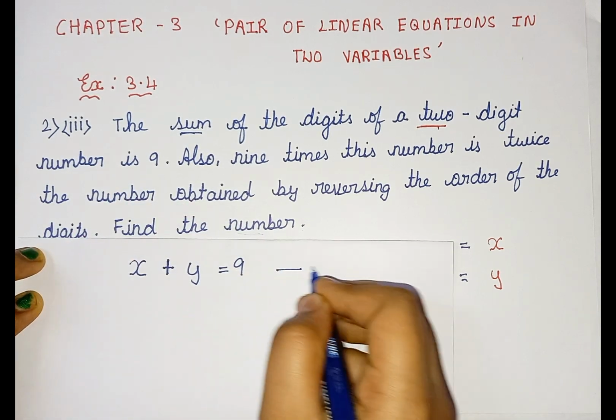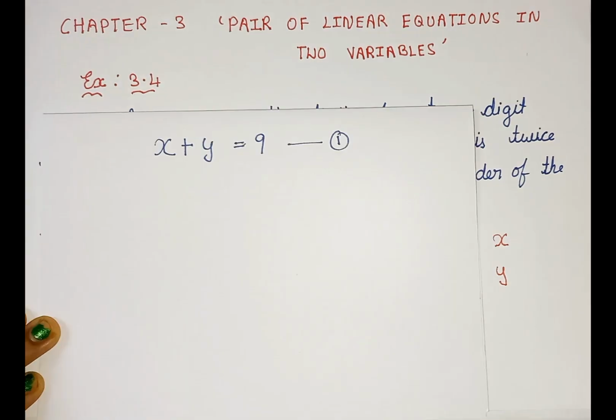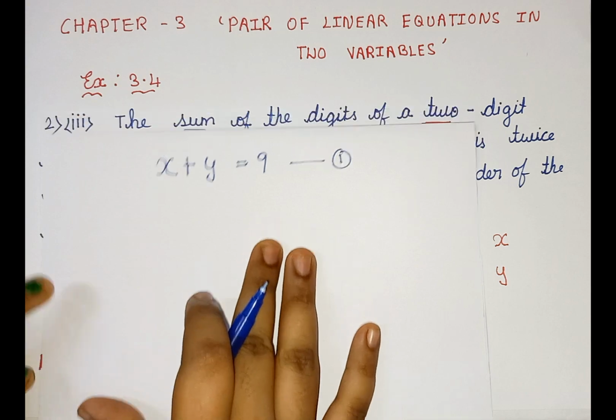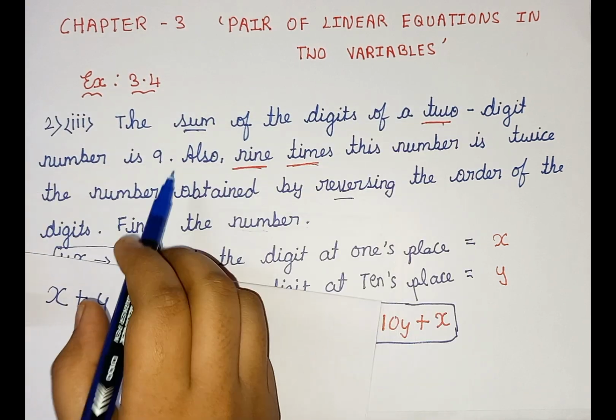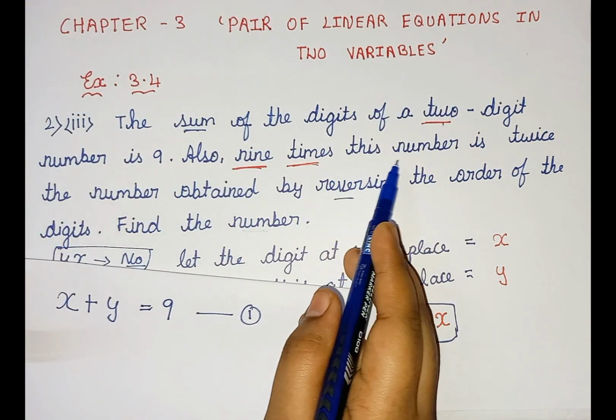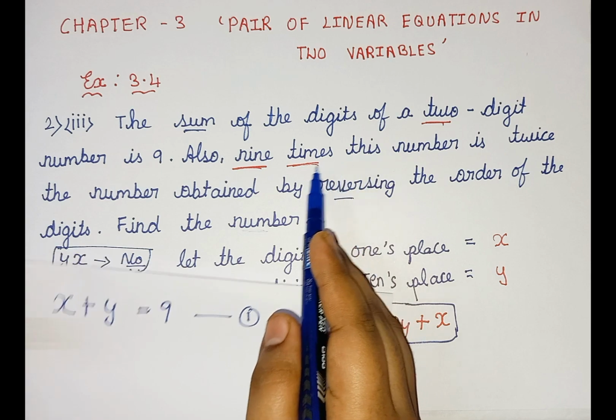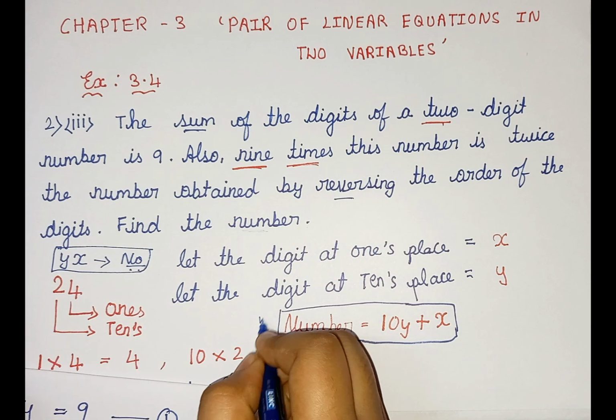So this is equation number 1. Okay guys, since you know, I just took it as equation number 1. Alright, now let's read further. Also 9 times this number. What is the meaning of this number? This number means this, they are talking about this one.